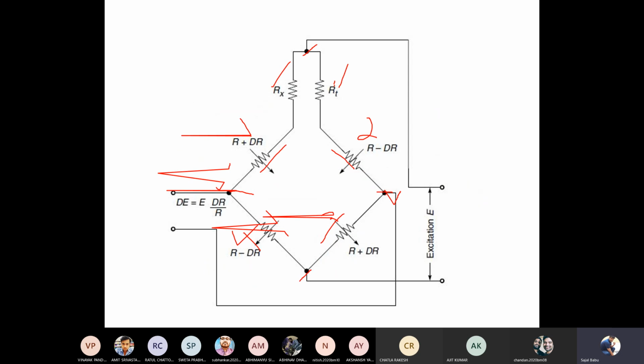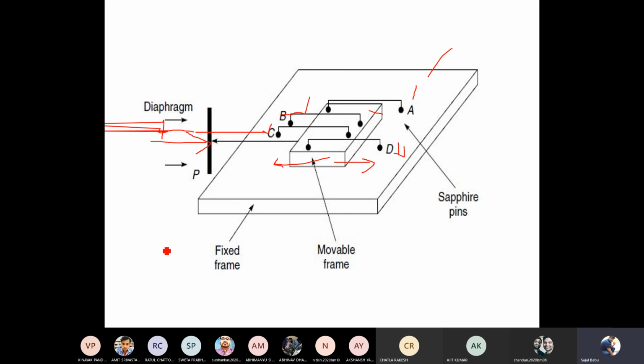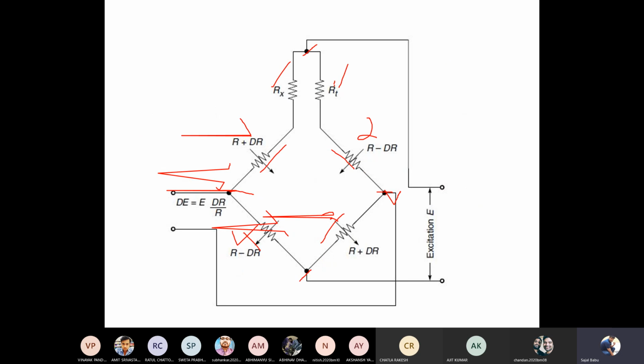Again the unbalance will occur and here the voltage will come. So in this way, what's happening? Because of the pressure, the movable arm is moving, and because of the moving of the movable arm, two device resistances are increasing and two device resistances are decreasing, right? And whenever the resistances are increasing and decreasing, the bridge is getting unbalanced and you are getting some output voltage here.